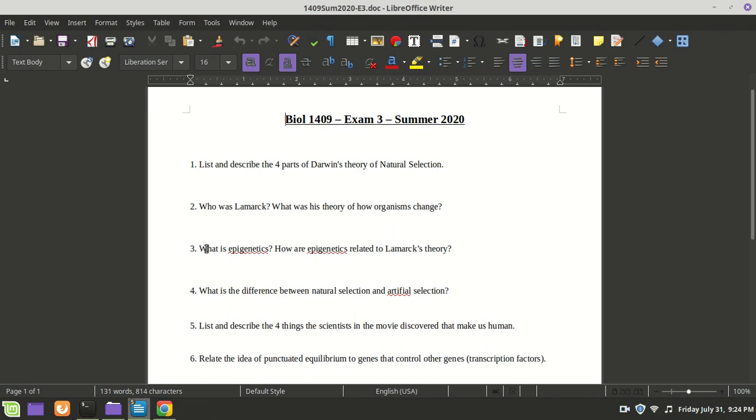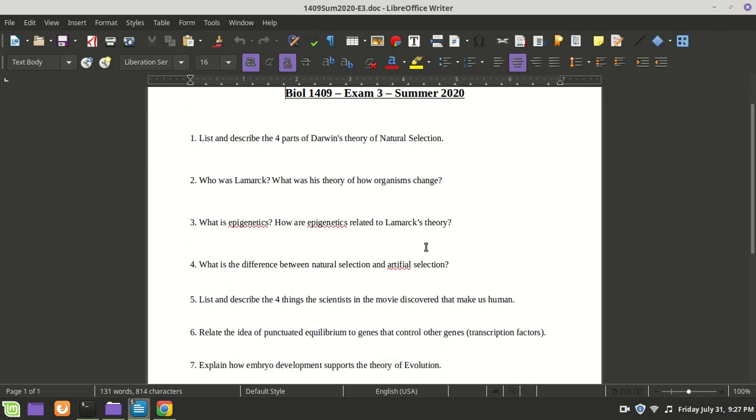So on number 3, I want you to explain what epigenetics are and how they are related to Lamarck's theory. In other words, these two are related. Here it's just Lamarck and what he thought. And then we talk about epigenetics and how they might show that maybe Lamarck was correct in some small way. Actually, more than a small way, a very large way. Examples might be a good idea. If you can find an example of one of these epigenetic changes, maybe you can talk about that. That's one way to answer this question.